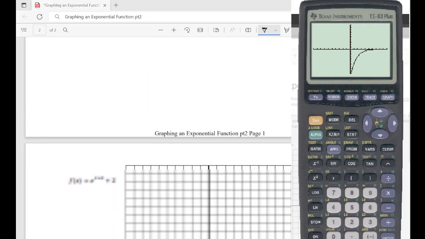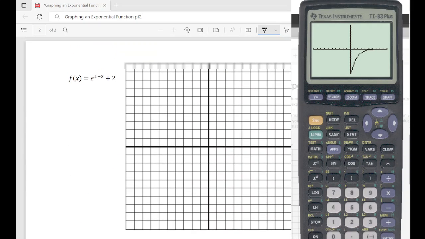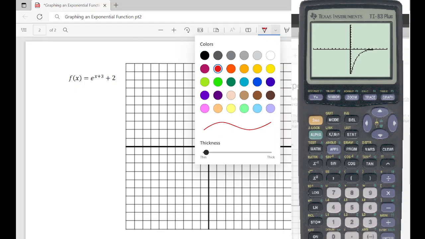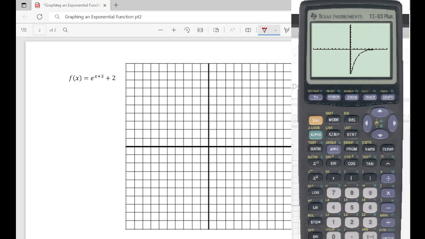And now let's go on and do the next one. This one actually has e in it, but we're not going to treat it any differently. So first things first, get my horizontal asymptote. So I see that this is a +2 here at the end. So I know that my horizontal asymptote has moved up 2 spots. So it's going to be y equals 2. So right here.